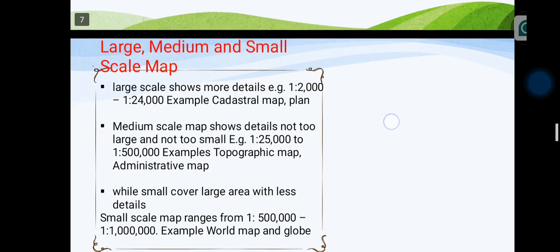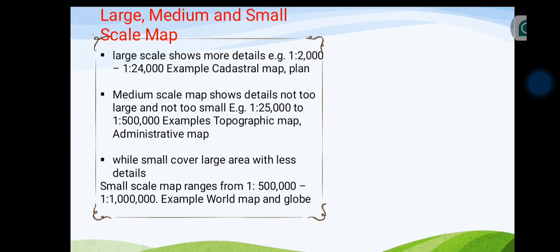Next is large, medium and small scale maps. How do you know a large scale map? How do you know medium? How do you know small? How do you know that this map is a large scale map, this map is a medium scale map, this map is a small scale map?